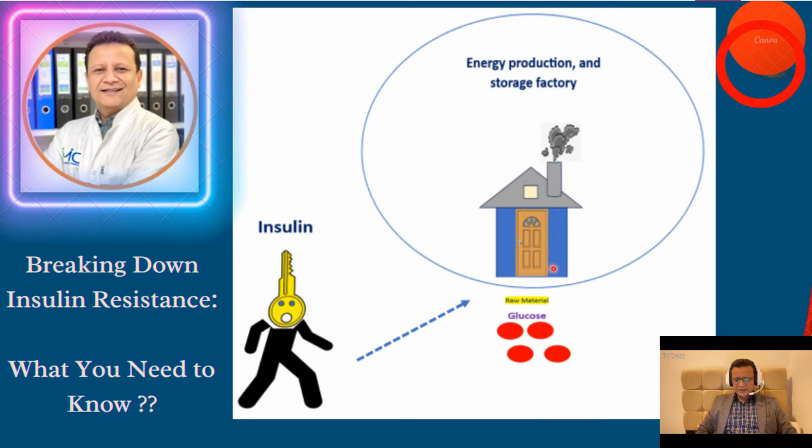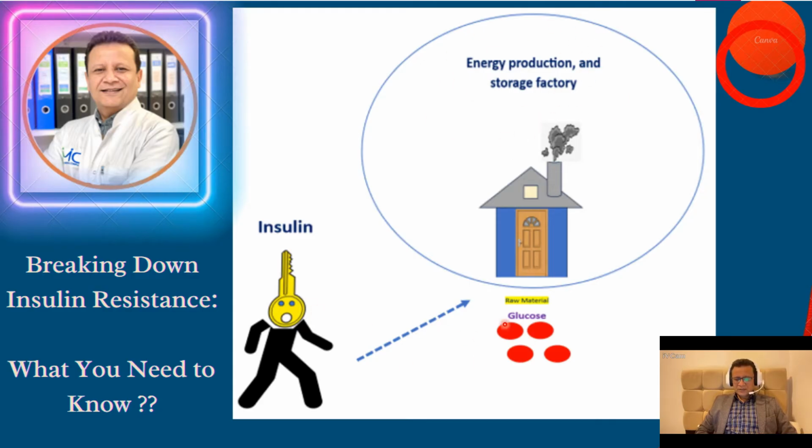Glucose has to enter through this door inside the cell to produce energy through the glycolysis process. But glucose doesn't have the ability to open this door and enter the cell. So it requires the help of insulin. Insulin is a guy who has the key to open this door. If you don't have insulin, this door will not open and glucose will not go inside the cell, and there will be no energy production.